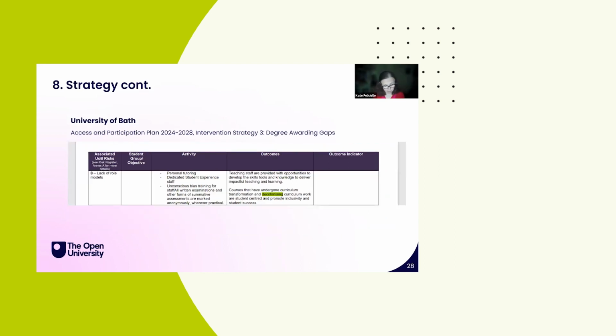Still with the University of Bath, this strategic intervention continues, in relation to the lack of role models. This is still within intervention strategy 3, the degree awarding gaps, where there's a lack of role models for students that are currently on programme, and this includes staff undergoing unconscious bias training and leading to curriculum transformation, as it mentions there, and as an outcome via the decolonising work. Next slide, please, Zoe.